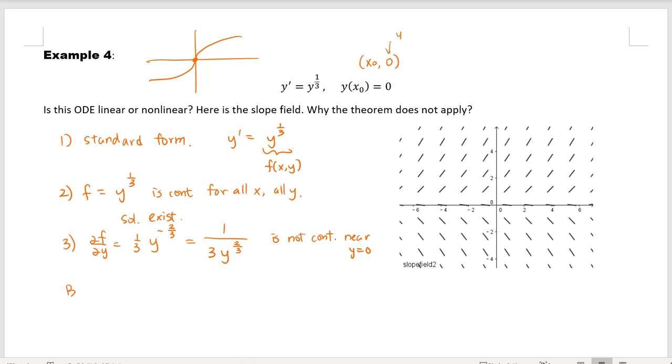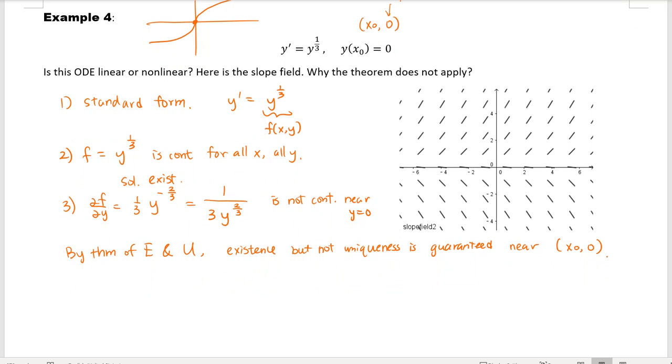So by the theorem of existence and uniqueness, existence but not uniqueness is guaranteed near x0, 0. So this is what we can tell from the theorem.